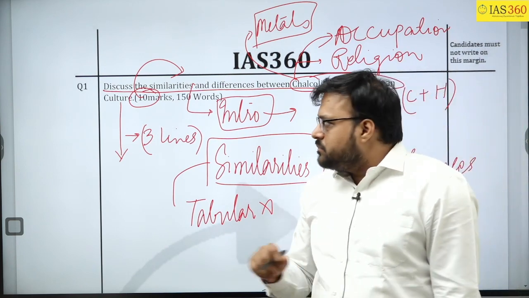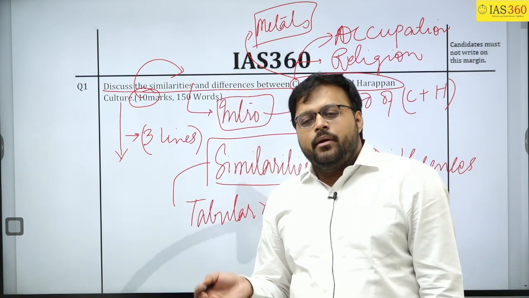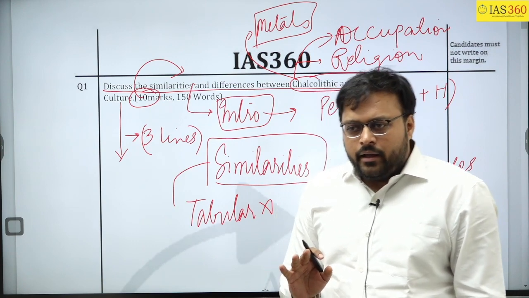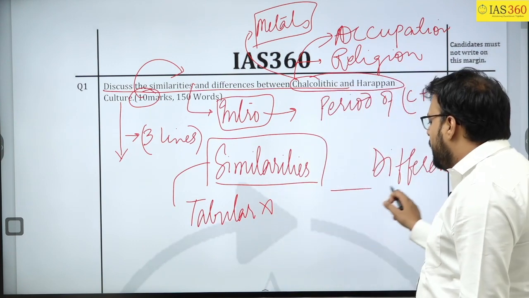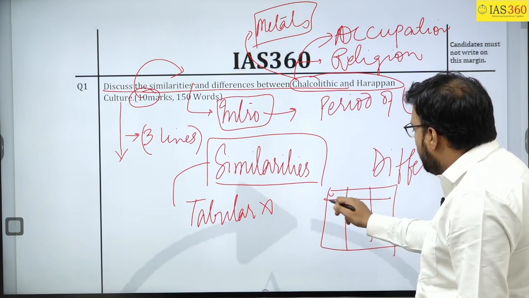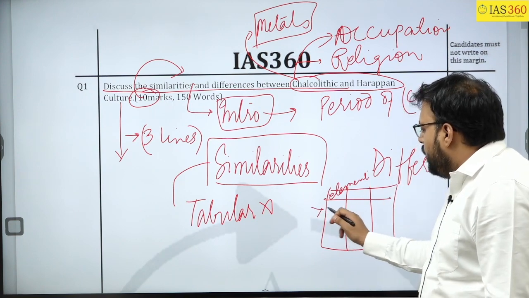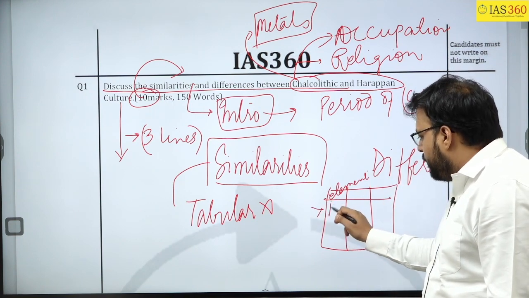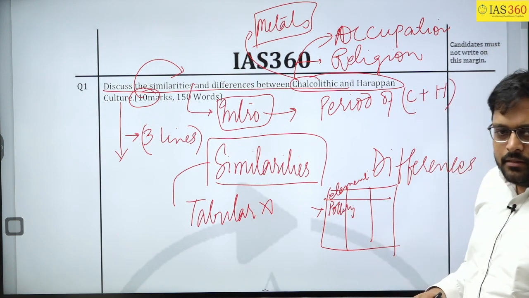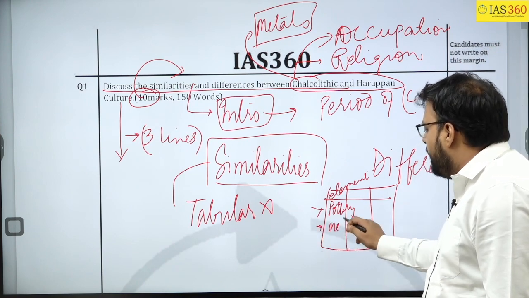In terms of differences, most of the students have again started writing in points. That is not bad; that is fair enough. But whenever you are writing, you have to mention the elements of difference. For example, you can talk about the pottery, what kind of pottery the people in the Chalcolithic and the people in the Harappan culture were using, and what kind of metals they were aware of.